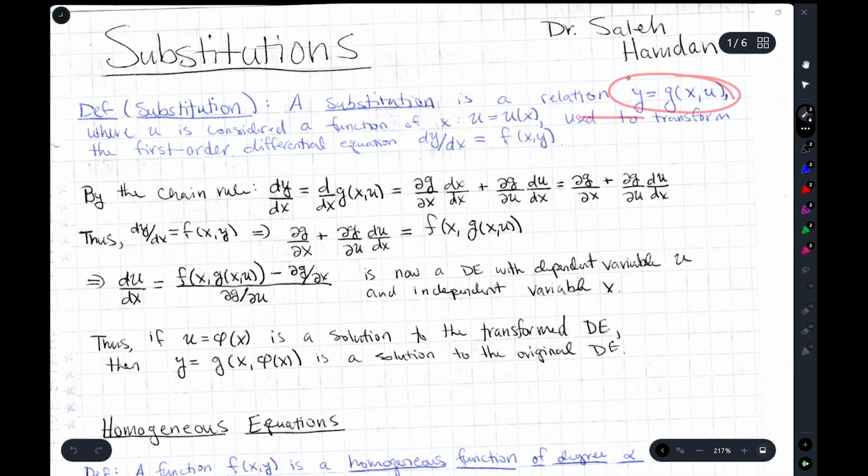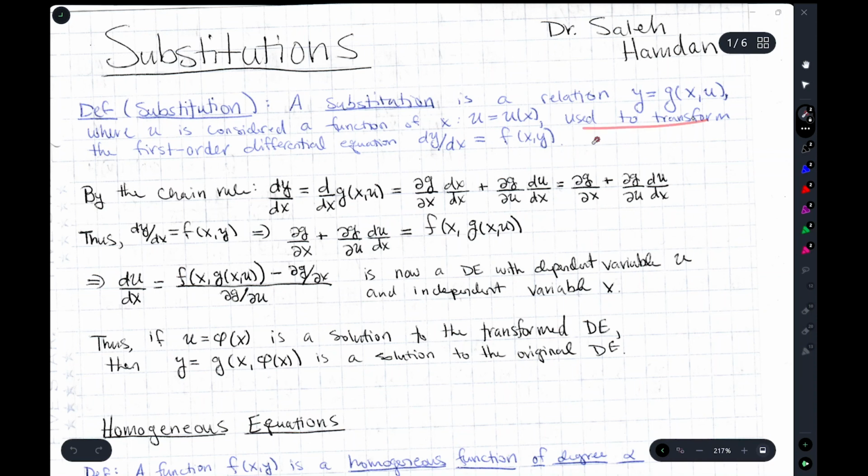A substitution is a relation y equals g(x, u). So here, you're substituting for y some relation of x and u, some function of x and u, where u is considered a function of x. So u becomes the dependent variable instead of y, but you could still have x in there in the substitution. We'll solve for u instead of y, and then ultimately solve for y by substituting back.